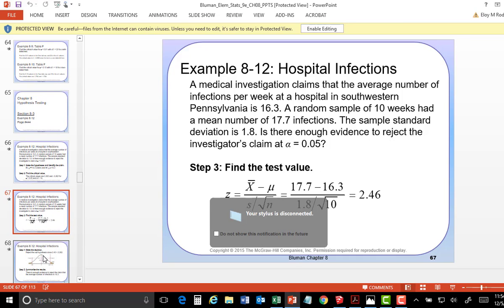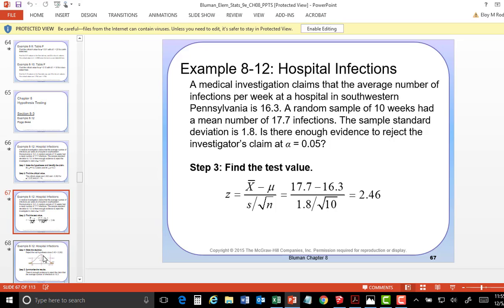Okay, and here's your test statistic for the t-distribution. Notice that we're using S instead of sigma. When we use S instead of sigma, you're using the t-distribution.